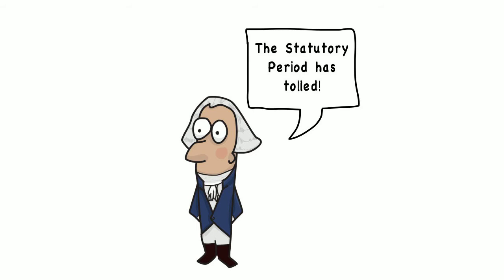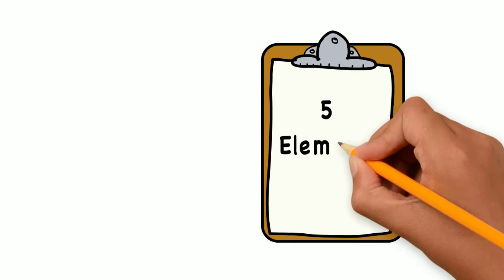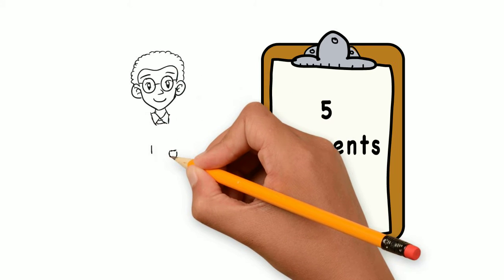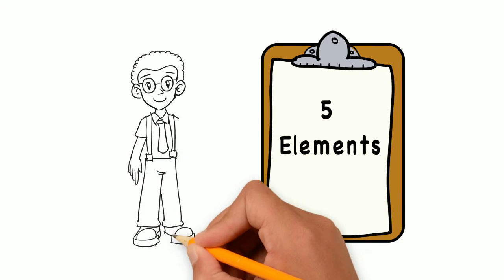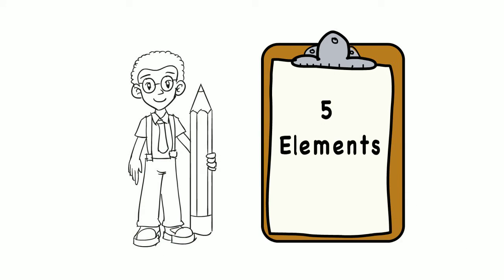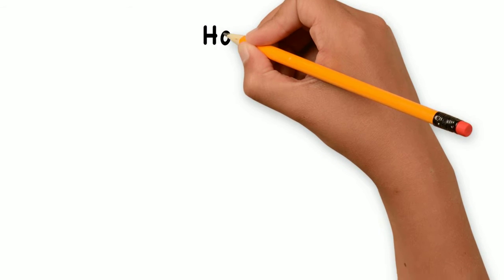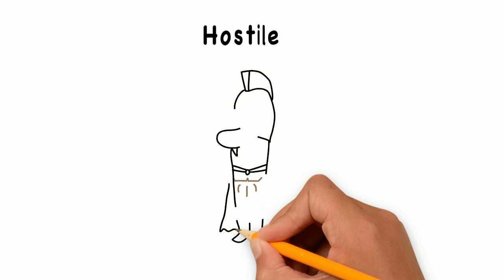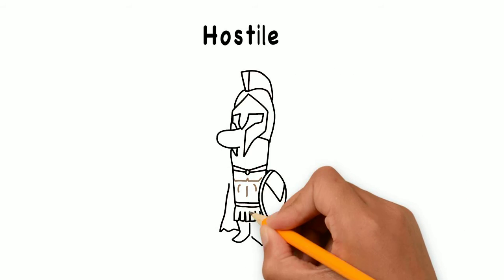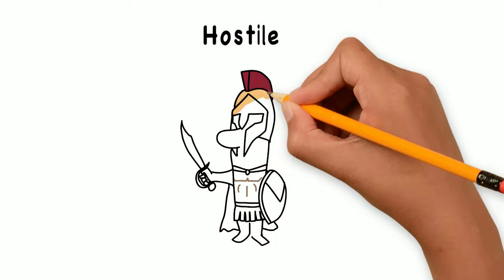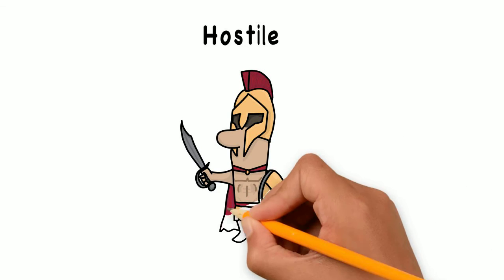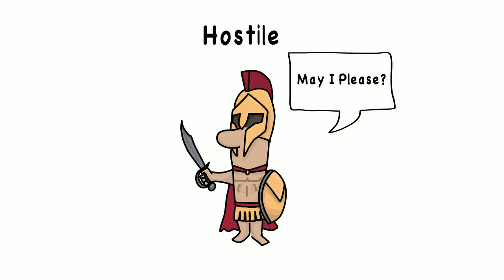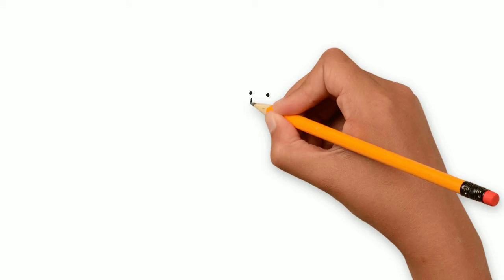That's the statutory period. There are 5 elements that need to be satisfied within the statutory time limit in order for adverse possession to be satisfied. Hostile is the first of the 5 elements. Hostile doesn't mean that you have to be mean or violent or have a pistol in your hand. It just means that you're using the property without the owner's permission or consent.